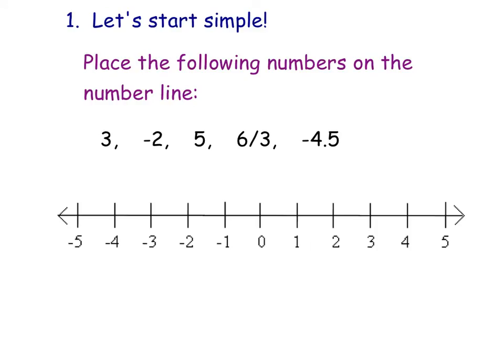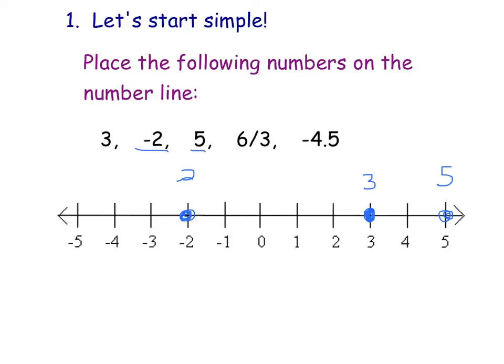All right, so let's start simple. We are going to be placing numbers on the number line, but we'll start with some easy numbers. To place a number on the number line, you find the place on the number line where the number is located, and you put a closed circle. And I'm going to write the number right above it just so I know that I put a number there. -2. Here are my negative numbers. -2, 5.